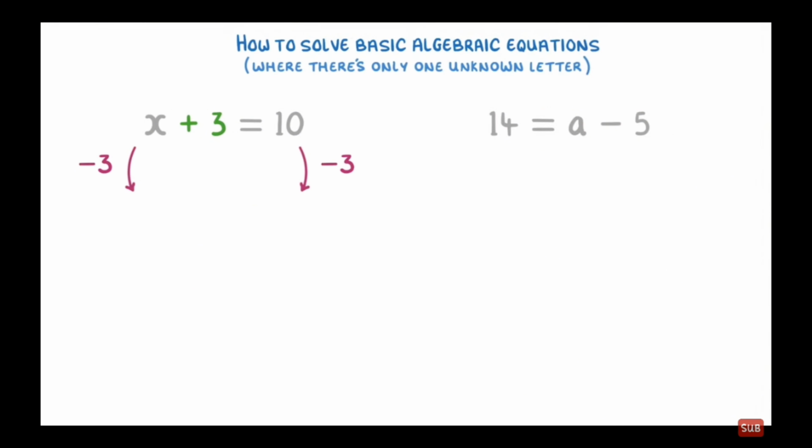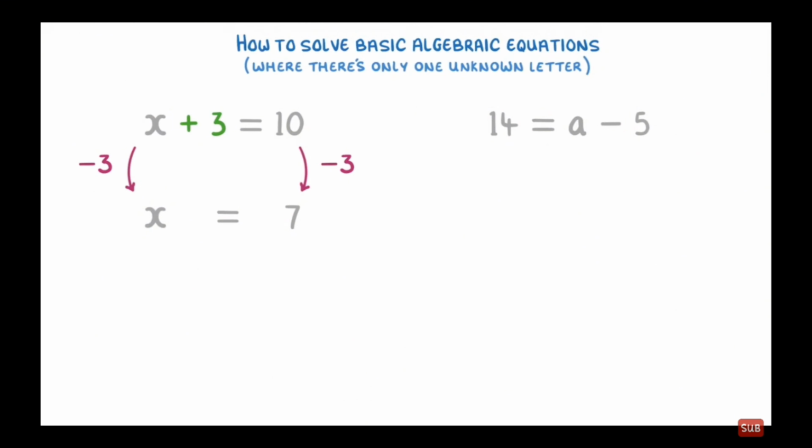So if we subtract this 3 from the left side, then it will get rid of the 3 that we already have, and we'll be left with just x on the left. Then for the right, 10 minus 3 is 7, so we just put 7. And we now have our answer, that x equals 7.